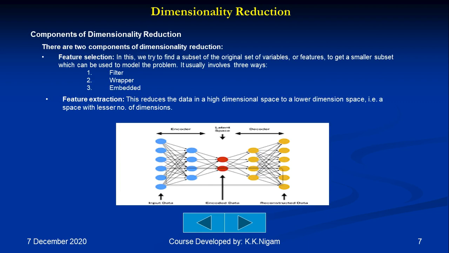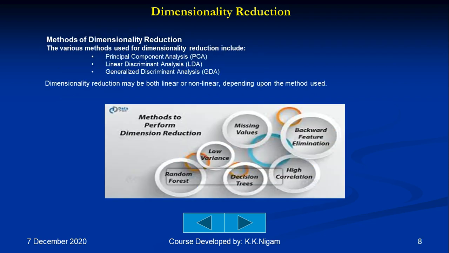Now, components of dimensional reduction. There are two components of dimensional reduction, that is feature selection. In this, we try to find a subset of the original set of variables or features to get a smaller subset, which can be used to model the problem. It usually involves three ways, that is filter, wrapper or embedded. Feature extraction reduces the data in a high dimensional space to a lower dimensional space, that is a space with a lesser number of dimensions or features.